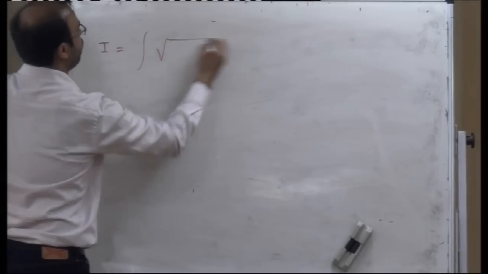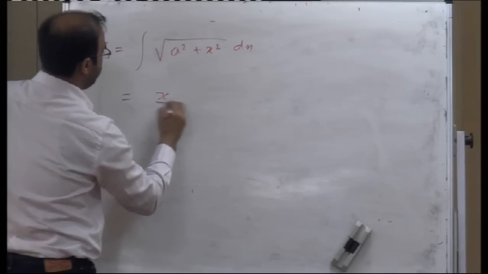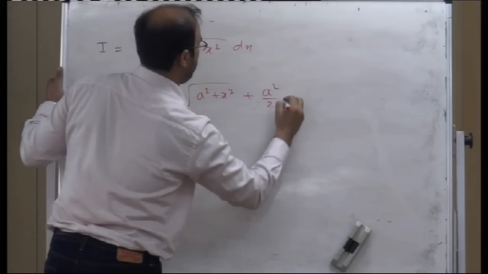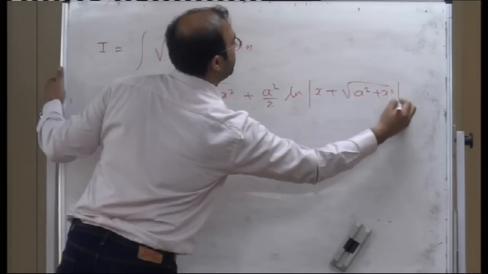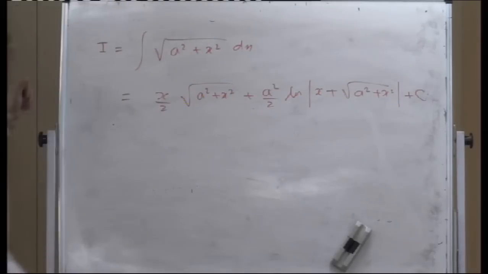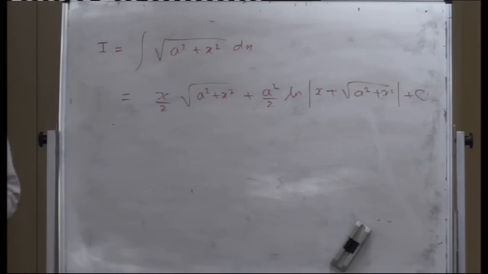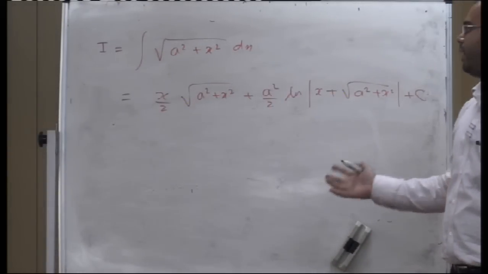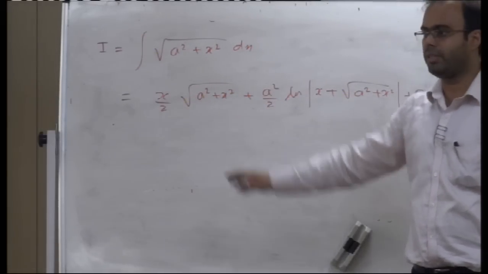Integral of root over a square plus x square dx is x upon 2 root over a square plus x square plus a square upon 2 ln of mod of x plus root over a square plus x square plus c. This is how we write this formula. Now this is a quite lengthy formula. After you know the derivation in the next class, you will be able to absorb this formula, right? But it is used in a lot of questions. So you cannot skip remembering this formula.